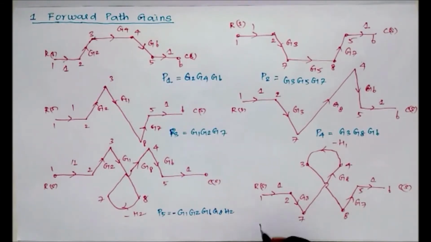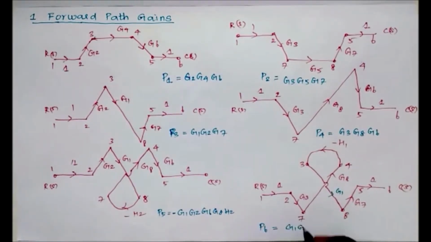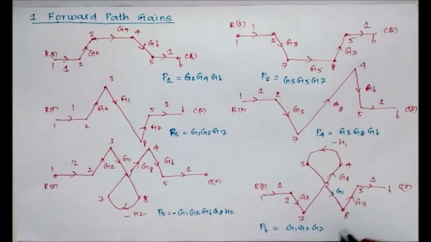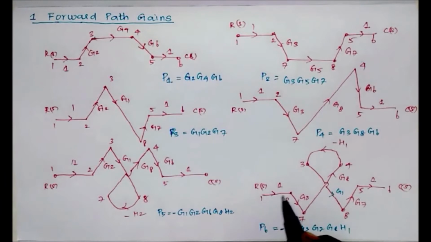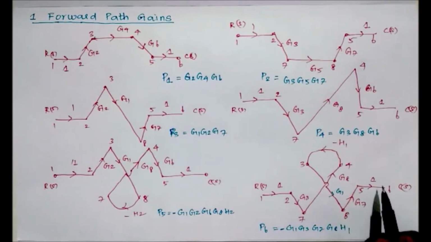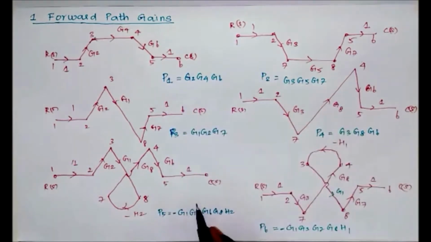Next, the sixth forward path P6 equals, this is G1. Therefore, G1, G3, G7 into G8 into minus H1. Therefore, H1 is here with a minus. It means multiplication of all gains: 1 into G3 into G8 into minus H1 into G1 into G7 into 1. That is this value. So now we have calculated the forward path gains.